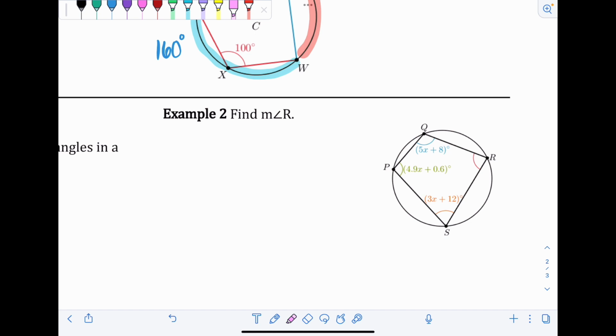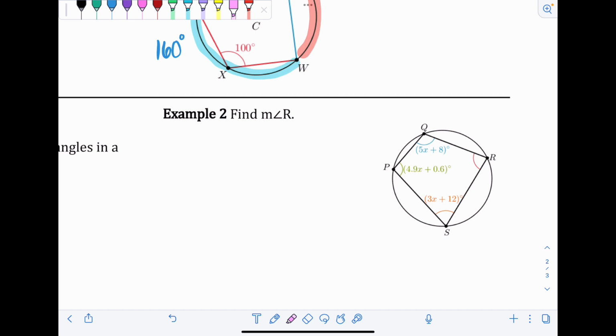Because angles P, Q, and S all involve x's and R we don't know at all, we actually can't jump straight to the quadrilateral sum theorem, because we would have more than one unknown in our one equation. You can only have one unknown per equation. So if you have one unknown, you can have one equation. If you have two unknowns, you have to have two equations.